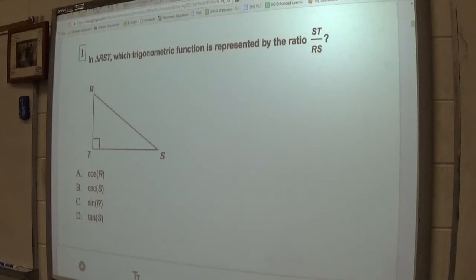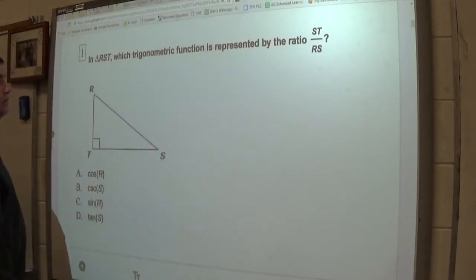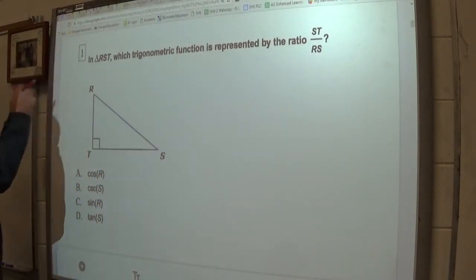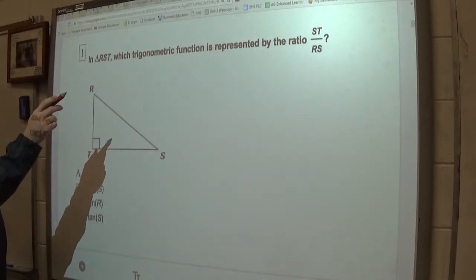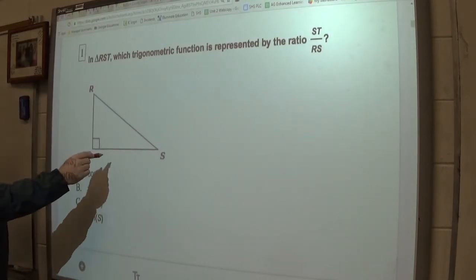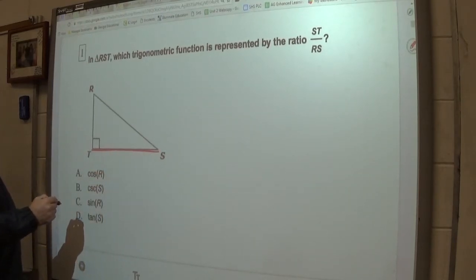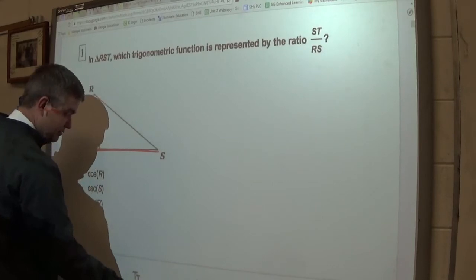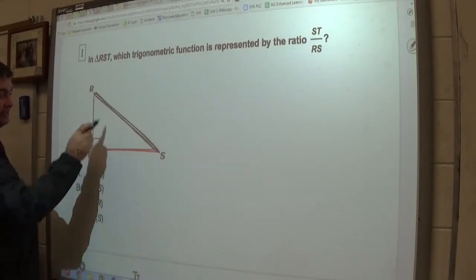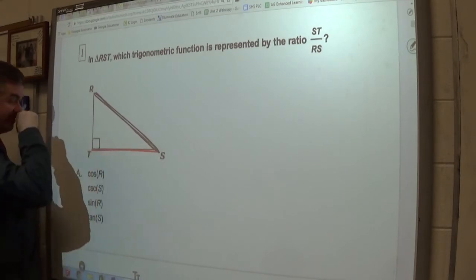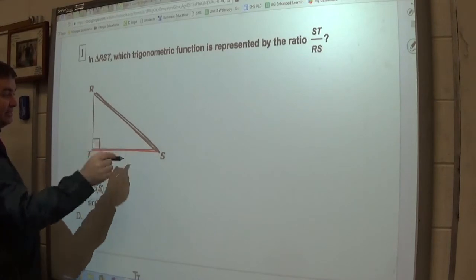Alright, so here's the explanation for question 1. This is on the Unit 2 review. Number 2, it says in triangle RST, which trig function is represented by the ratio of ST, okay, here's ST right here, over RS. So we're talking about this side here over this side here. Okay, this side over here.